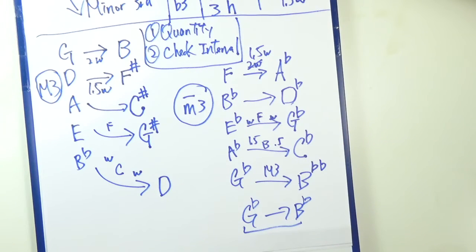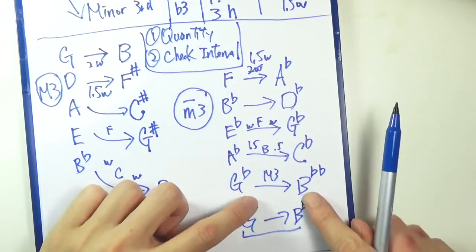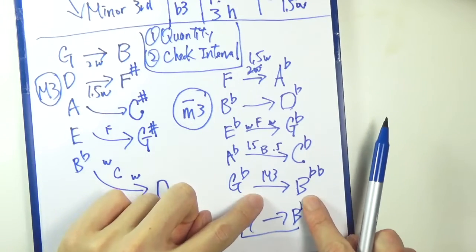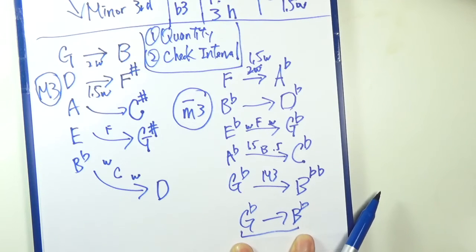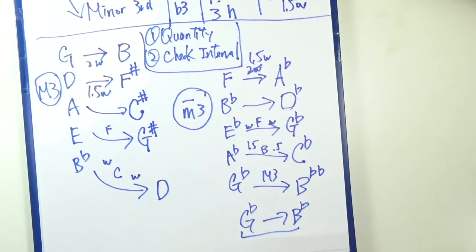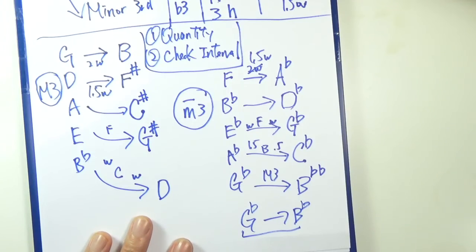So let me repeat that. G to B is a major third. Flattening both sides, you still have a major third. So you need to flatten this side one more time to get a minor third.